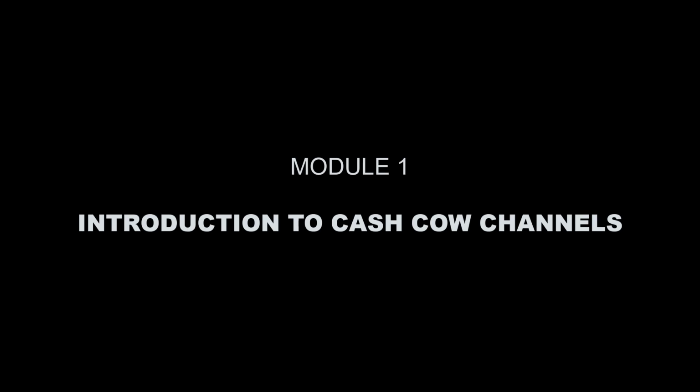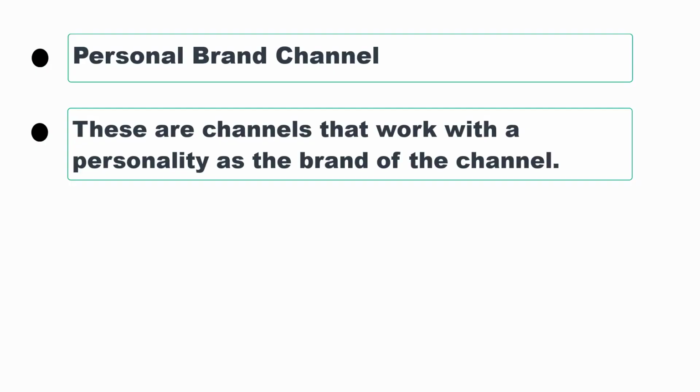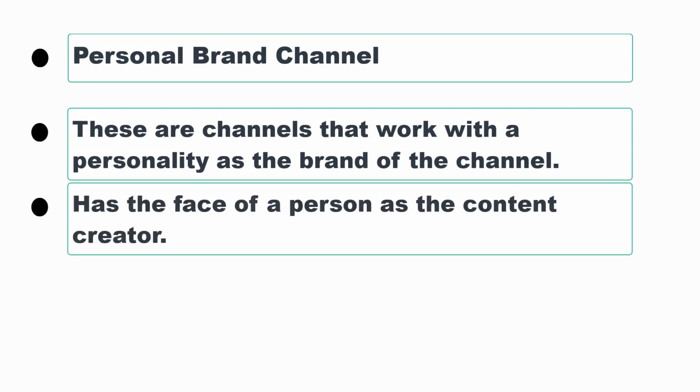So in lesson 1, we are going to be focusing on personal brand channels and outsourceable channels, or we can also call them cash cow channels. But some people refer to them as automation channels. So basically, personal brand channels are channels that work with a personality as the brand of the channel. This kind of channel has the face of a person as the content creator. You have seen a lot of channels like this. You see the person talking straight to the camera, or you see a lot of persons in a video. So general stuff like that are called personal brand channels.